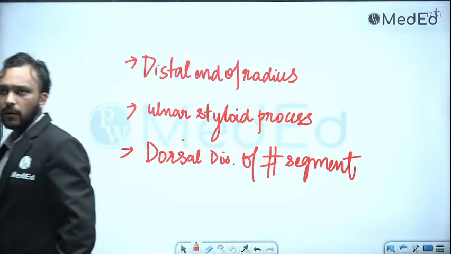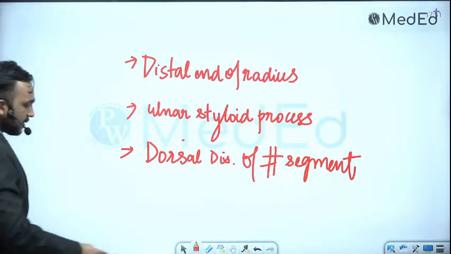All these are important features of which fracture? Come on guys, tell me in the comment section.